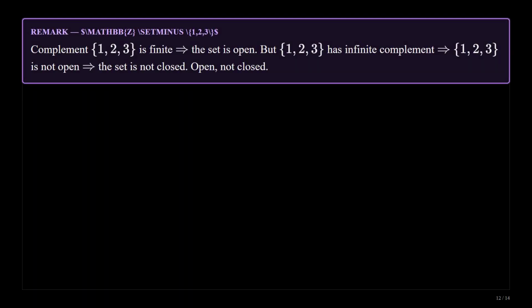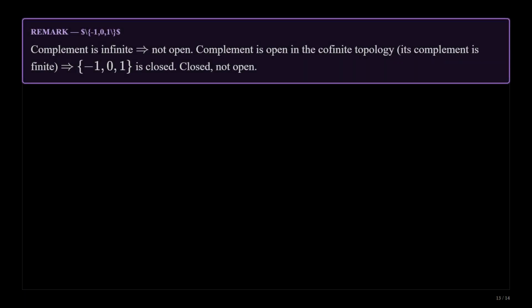Second set, integers without 1, 2, and 3. Complement is just 3 points, finite. So yes, open. Is it closed? That would require the 3-point set to be open, so its complement would need to be finite. But that complement is almost all of Z, infinite. So open, not closed. Third, -1, 0, 1.